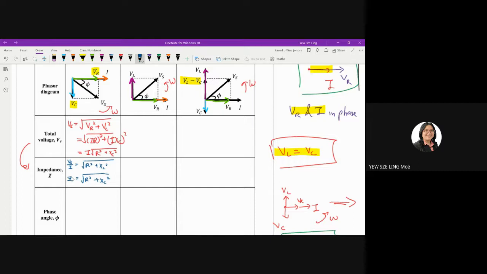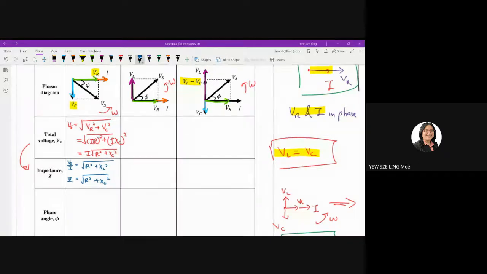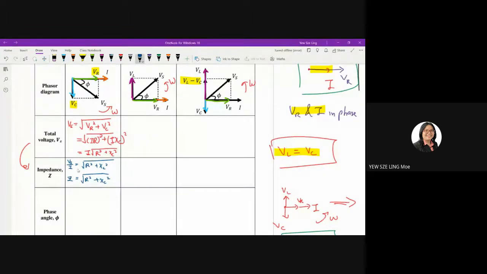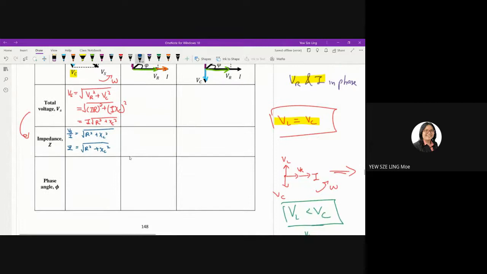And as you can see now, when you have a combination circuit, Z is no longer equal to R, and Z is no longer equal to XC. Z is equal to the square root of R squared plus XC squared. So from here, you can form another set of phasor diagram based on Z.